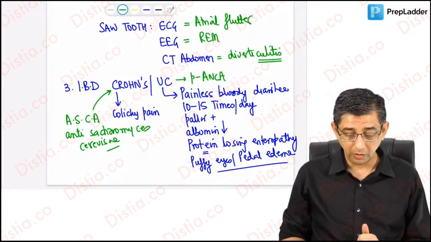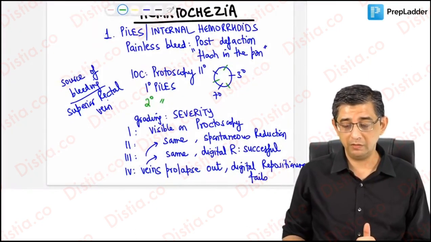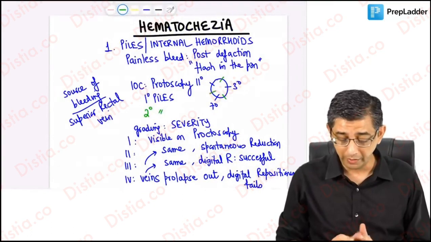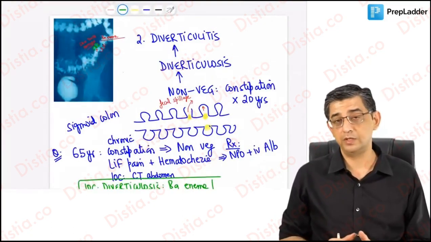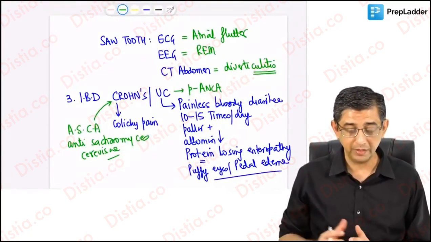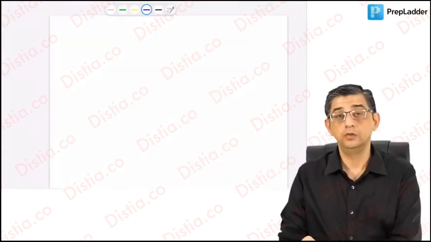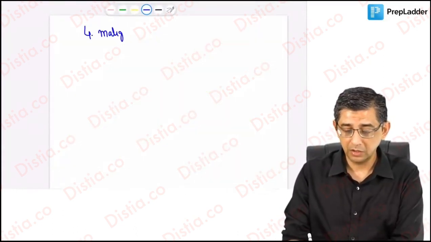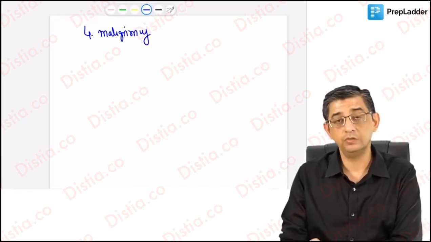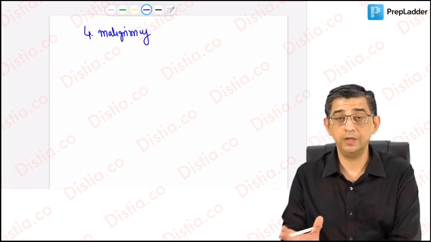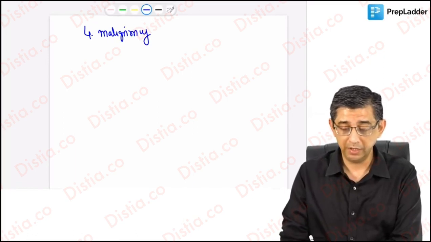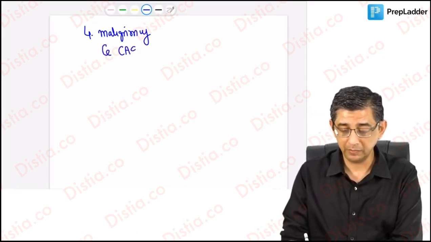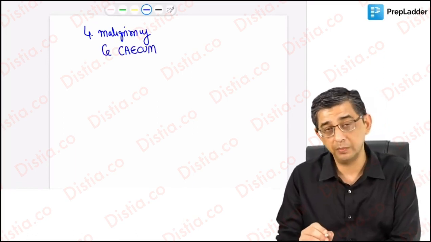Till now, I have taught you three reasons why a person could be having fresh blood in the stool. It could be hemorrhoids. If it's not hemorrhoids, then by exclusion, diverticulitis. If it is not there, it could be inflammatory bowel disease. The next cause which is to be considered here is malignancy. You are aware of the fact that cancer of the right side of the colon will mainly have bleeding manifestations. And when it comes to cancer of the rectum, then it will mainly have obstructive symptoms.